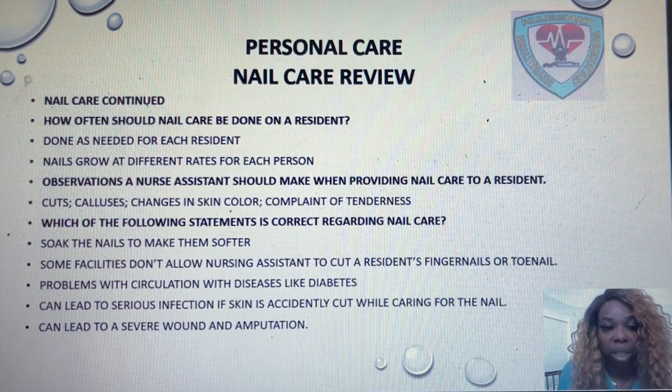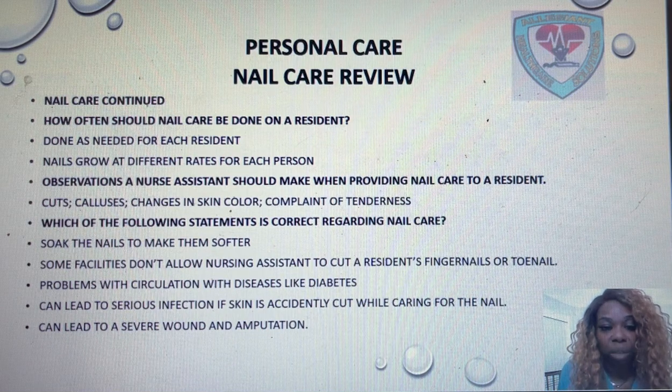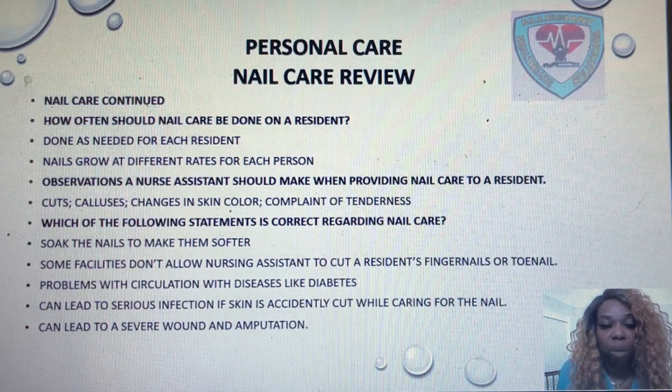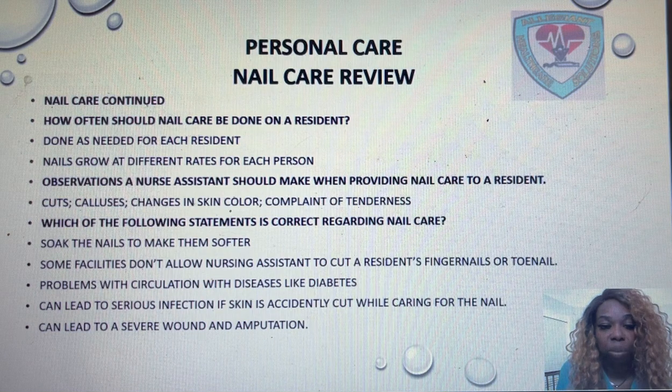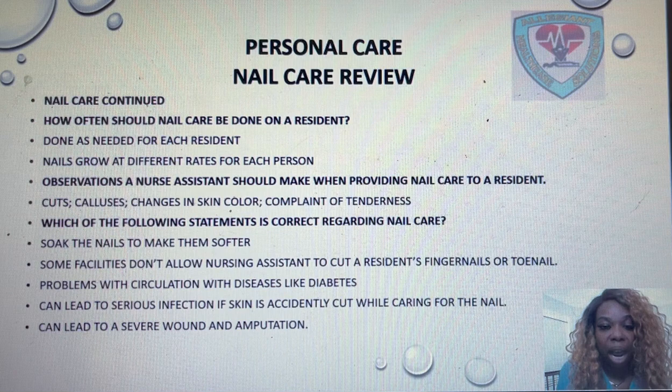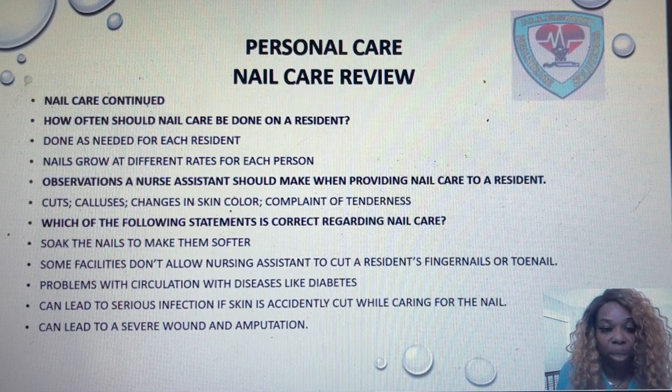We are soaking the nails to make them softer. That makes it more manageable. And remember, prior to soaking the nails, you want to make sure that the resident has tested the water and that the water is at a safe temperature for you to soak their nails. You want to make sure that the water is in the temperature range of 90 to 105 degrees. It should not be hotter than 105 degrees.